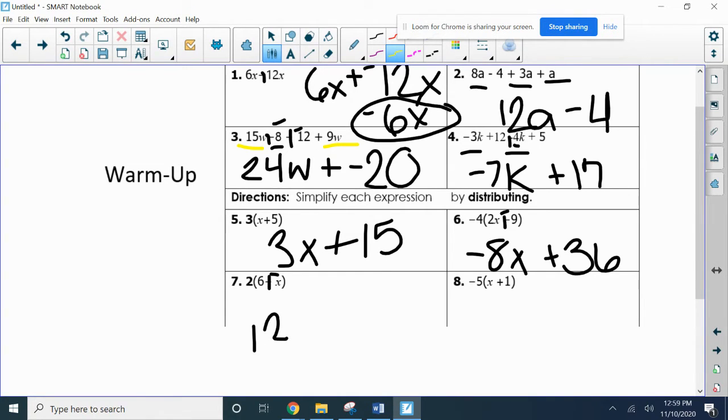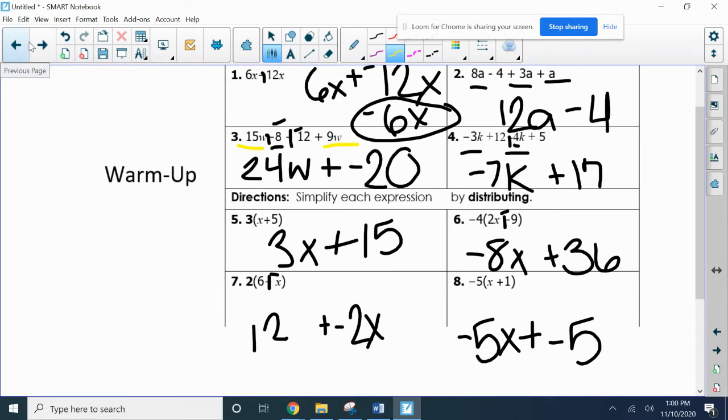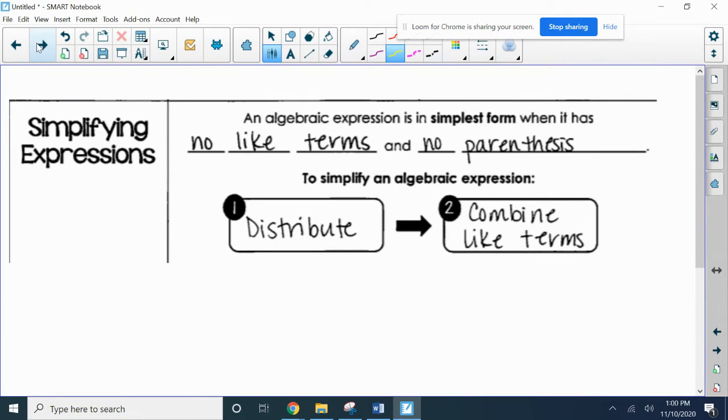All right, 2 times 6 is 12, plus negative for this x. 2 times negative 1x is plus negative 2x. All right, on 8, negative 5 times x is negative 5x, plus negative 5 times positive 1 is a negative 5. Did you get all those right? Awesome. So that should refresh your brain on how to combine like terms and how to distribute. So today we're going to do both of those things, but together.